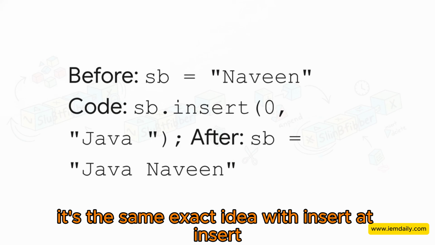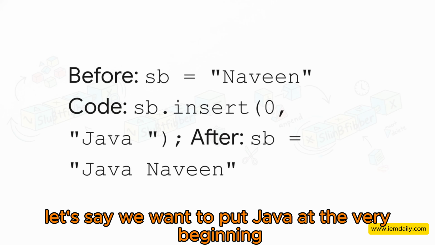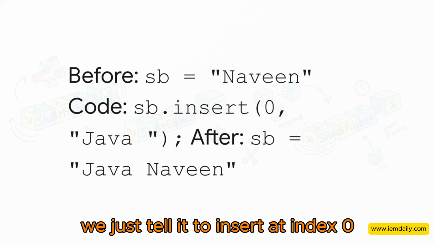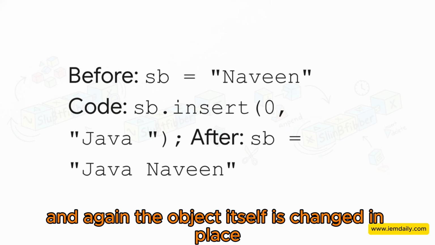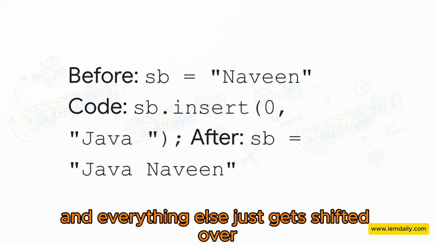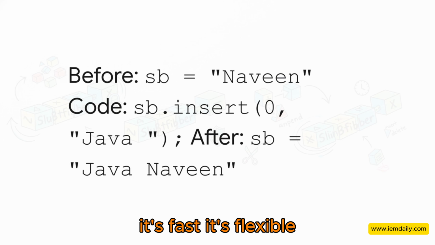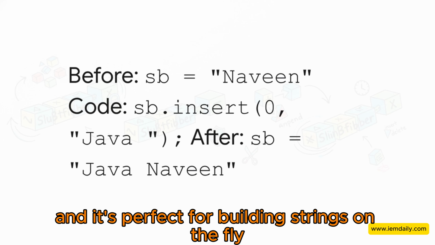It's the same exact idea with insert. Let's say we want to put Java at the very beginning. We just tell it to insert at index 0. And again, the object itself is changed in place, and everything else just gets shifted over. It's fast, it's flexible, and it's perfect for building strings on the fly.